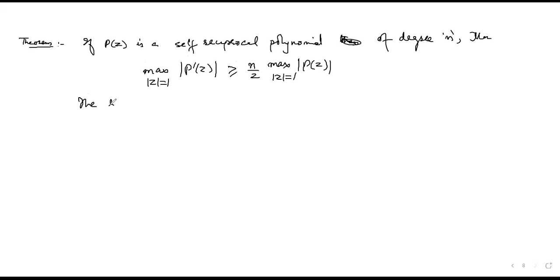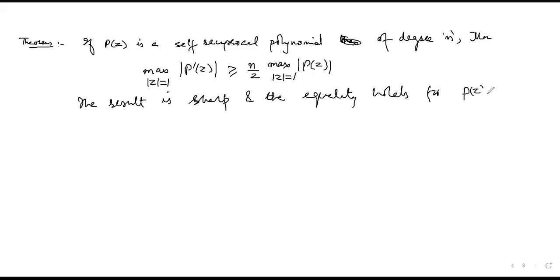And the equality holds for p of z equal to z raised power n plus 1. What we just saw is a self-reciprocal polynomial, and the proof of this is also very easy.